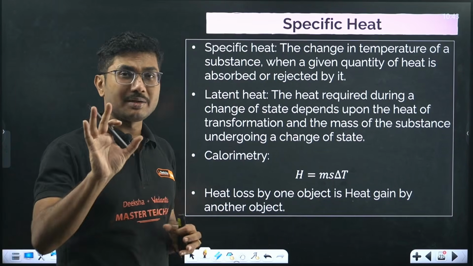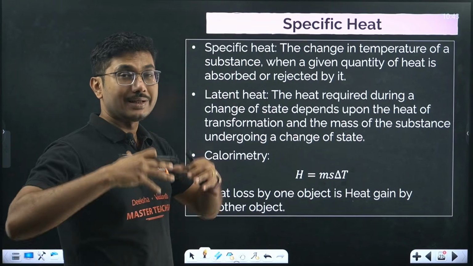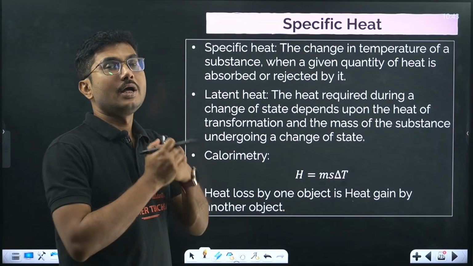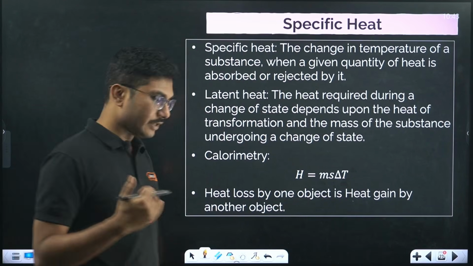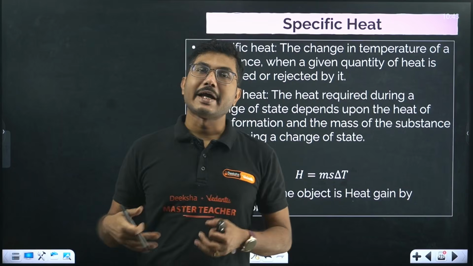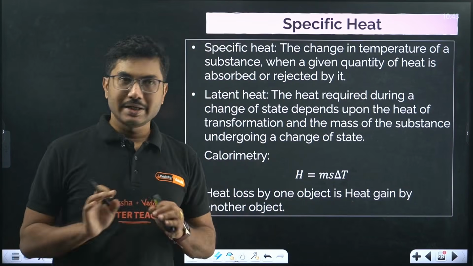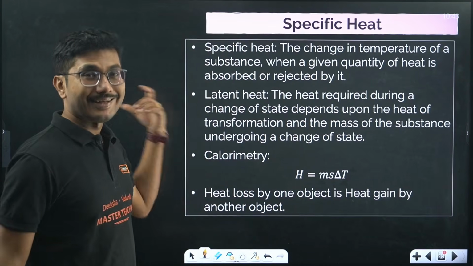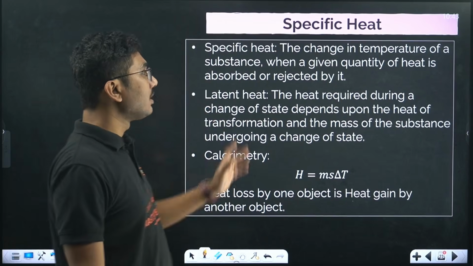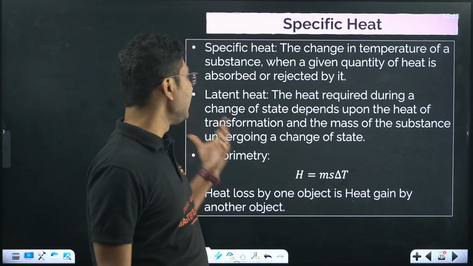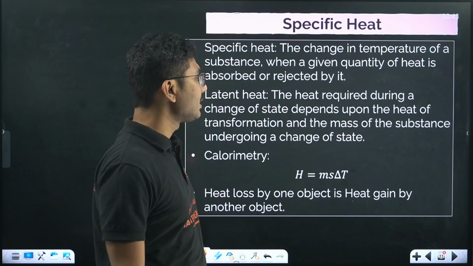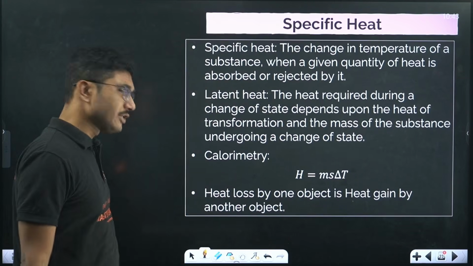So when you apply some heat, when the heat is being absorbed by the object, its temperature increases. Now based on its specific heat, the higher the specific heat, the more heat it can absorb. Okay, now what is latent heat? Latent heat is the heat required during the change of state, and it depends upon the heat of transformation and the mass of the substance undergoing the change of state.